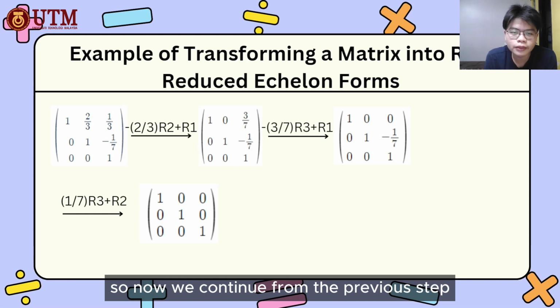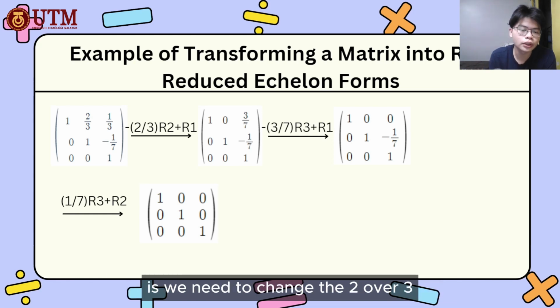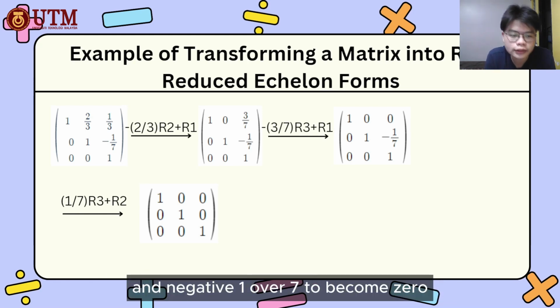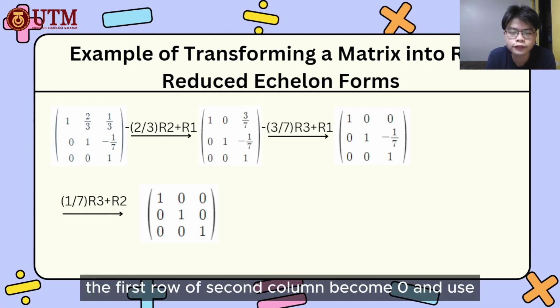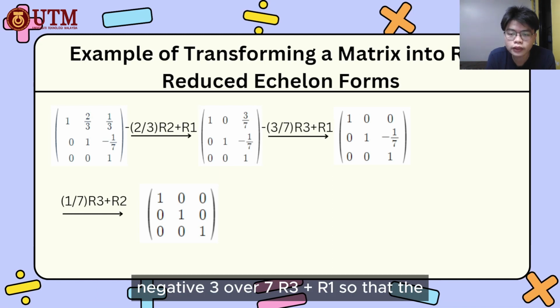So now we continue from the previous step, in which we need to change the 2 over 3, 1 over 3, and negative 1 over 7 to become 0. First we use negative 2 over 3 R2 plus R1 so that the first row of the second column becomes 0, and use negative 3 over 7 R3 plus R1 so that the first row of the third column becomes 0.